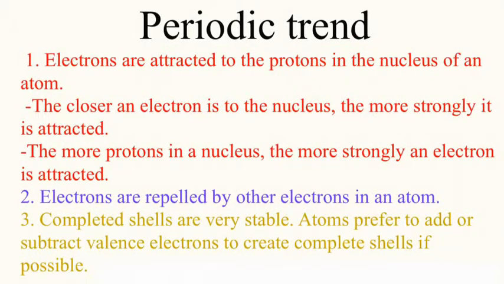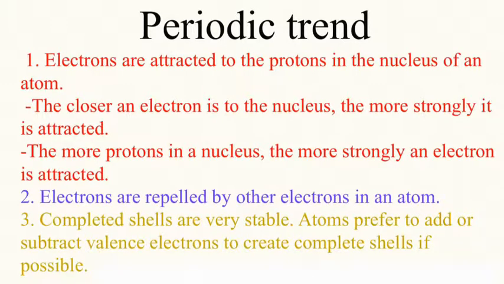The second rule is that electrons are repelled by other electrons in an atom. So if other electrons are between a valence electron and the nucleus, the valence electron will be less attracted to the nucleus. The third rule: completed shells, and to a lesser extent completed subshells, are very stable.